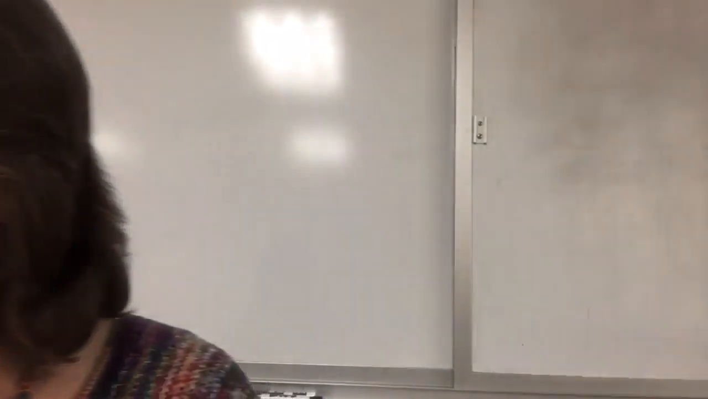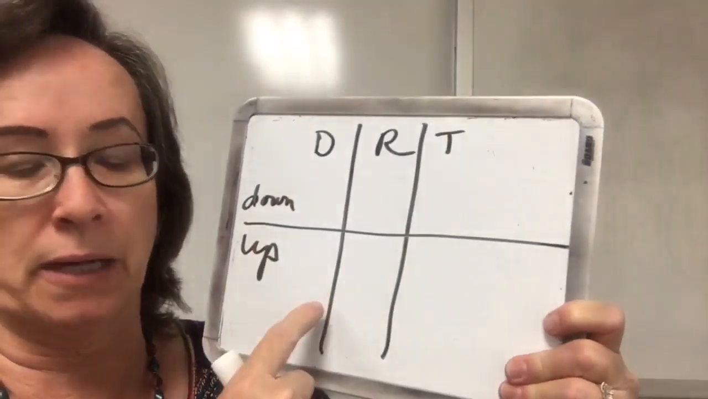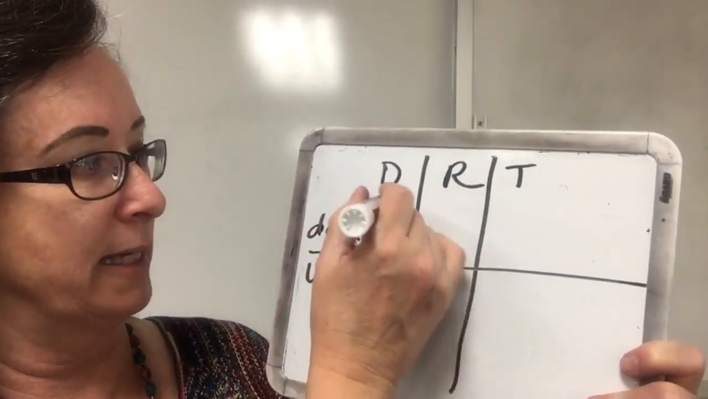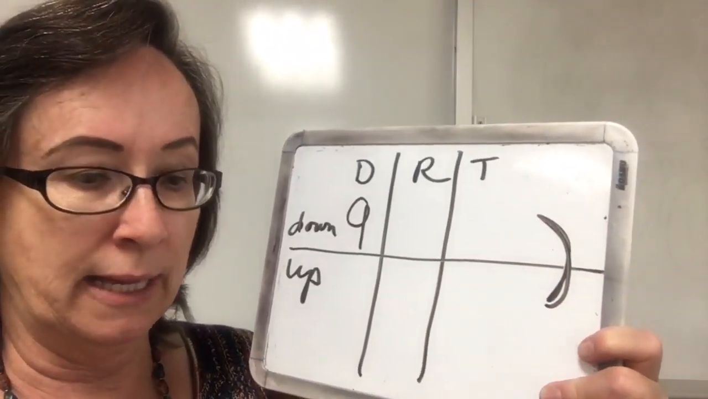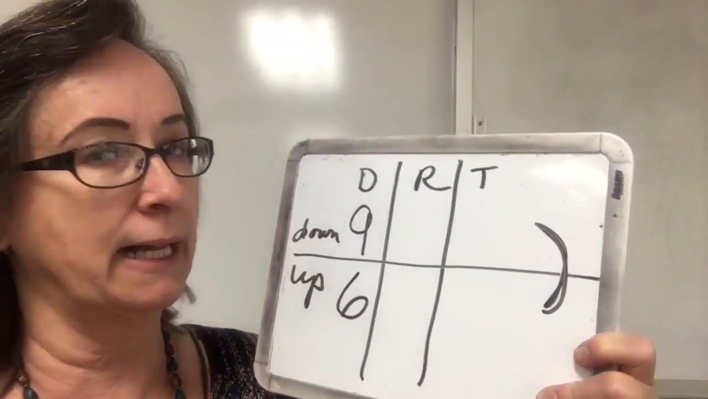The next one is a distance, rate, time problem. It says a boat can travel 9 miles downstream. In the same amount of time, it can travel 6 miles upstream. If the speed of the current is 3 miles per hour, what is the speed of the boat in still water? Here's my little distance, rate, time, and downstream, upstream. A boat can travel 9 miles downstream, so distance downstream is 9, in the same amount of time. So these times are equal. It can travel 6 miles upstream, and the speed of the current is 3.